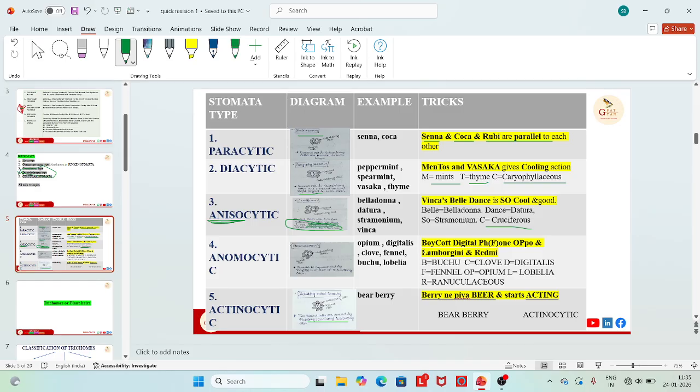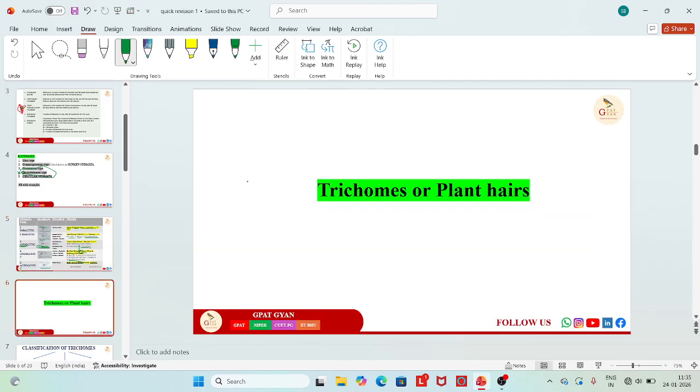Cruciferous is the anisocytic stomata. For the anomocytic, that is the boycott digital phone Oppo and Lamborghini and Redmi. So boy is buchu, cot is clove, digital is digitalis, phone is Fenon. Oppo is opium, Lamborghini is lobelia, and Redmi is ranunculus stomata. For the actinocytic, Berinepia beer and starts acting. So this is the beer berry and actinocytic stomata.